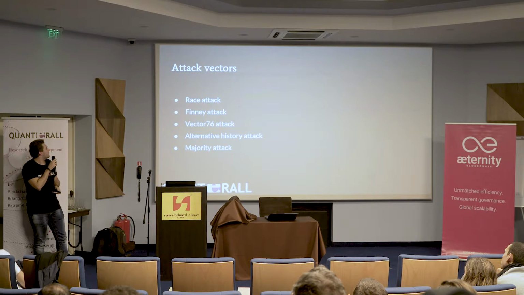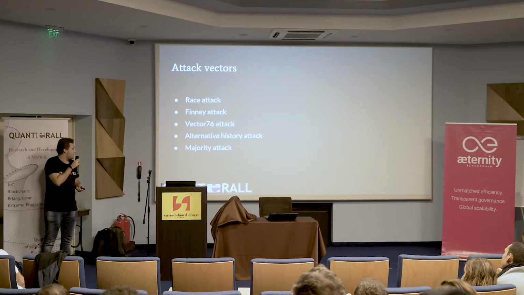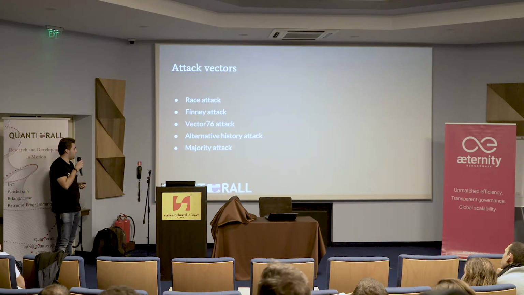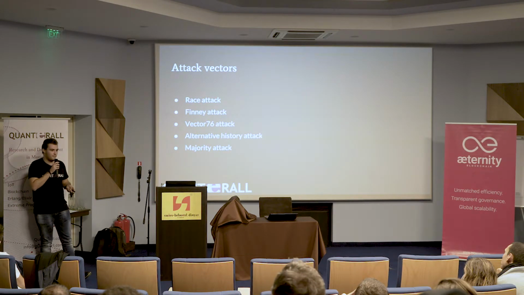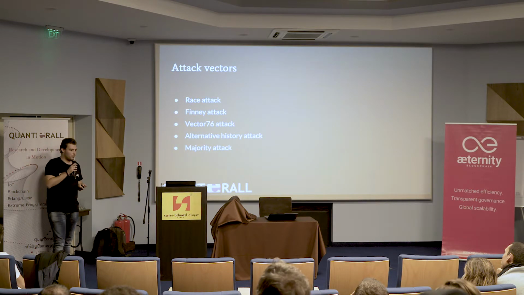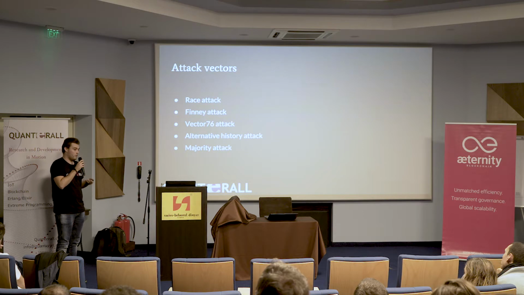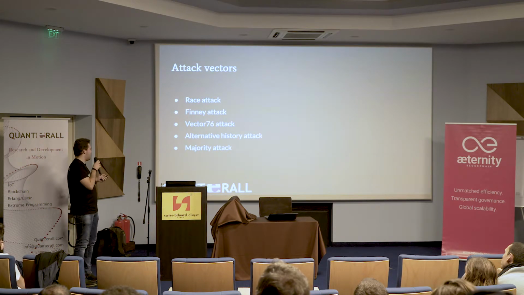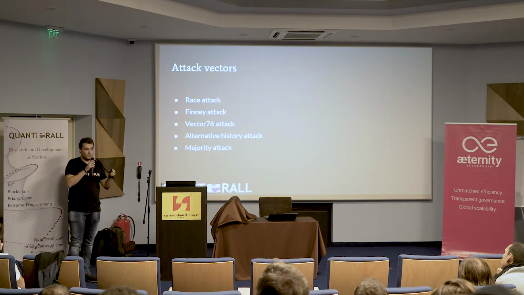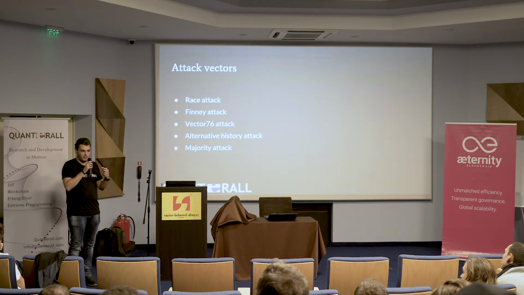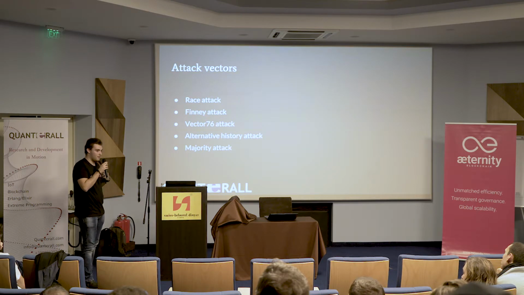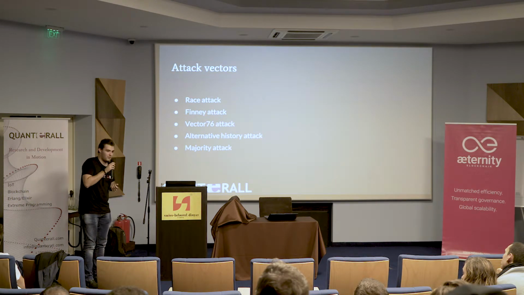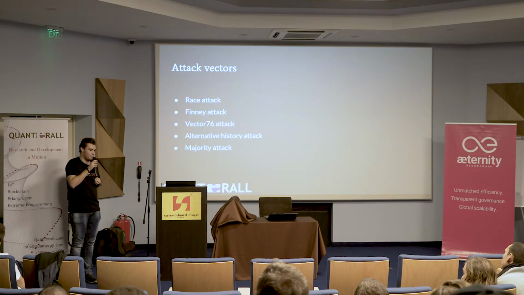Okay. So these are the attack vectors: race attack, Finney attack, Vector76 attack, alternative history attack, and majority attack. The race attack can happen if the merchant, I will call it that way, accepts a transaction before it's confirmed. Then I make him a transaction, and I make a transaction to myself with the exact same money. So only one of the transactions will be accepted, and I have a 50% chance to get my money back and to not give him money.